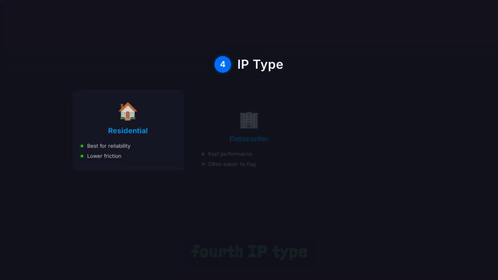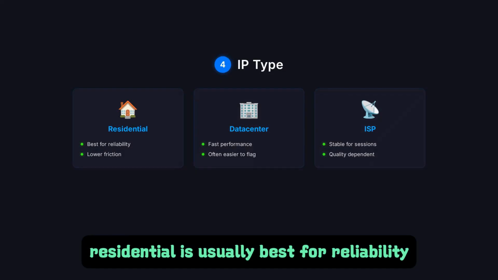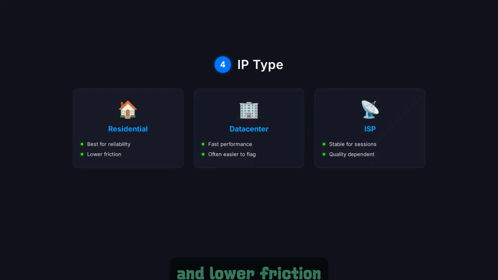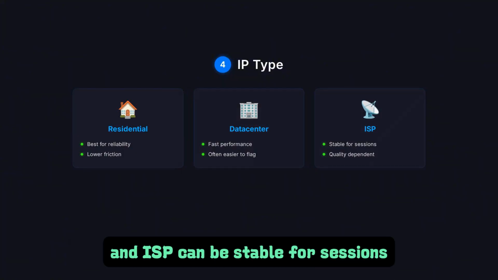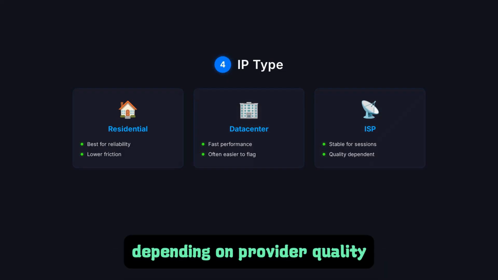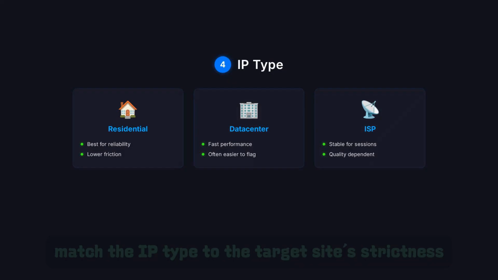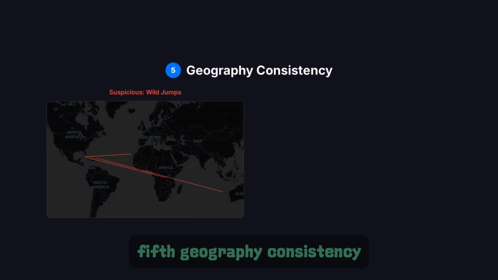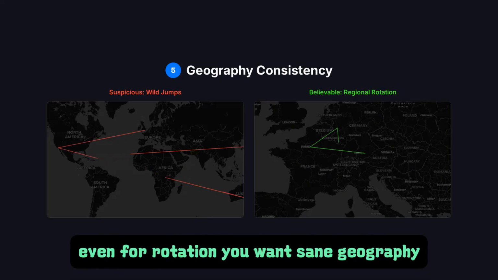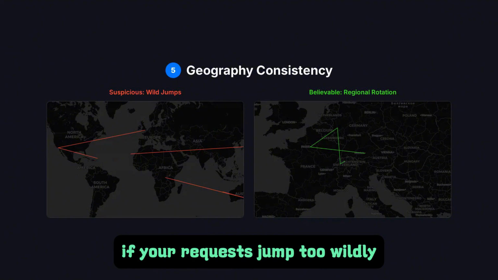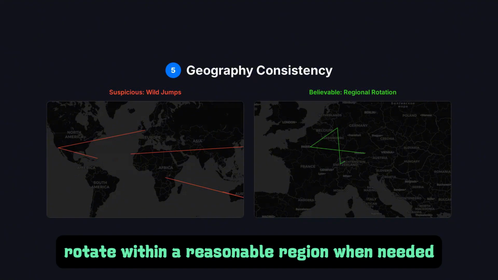Fourth, IP type. Residential versus data center versus ISP. Residential is usually best for reliability and lower friction. Data center is fast but often easier to flag, and ISP can be stable for sessions depending on provider quality. Match the IP type to the target site's strictness. Fifth, geography consistency. Does location stay believable? Even for rotation, you want sane geography. If your requests jump too wildly, some sites get suspicious. Good setups rotate within a reasonable region when needed.